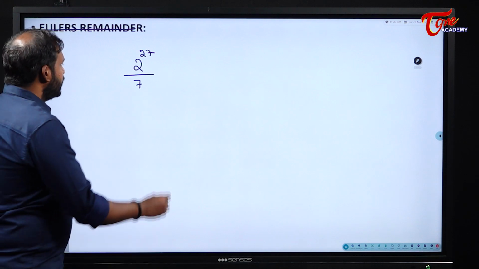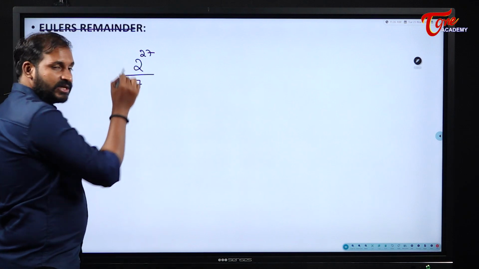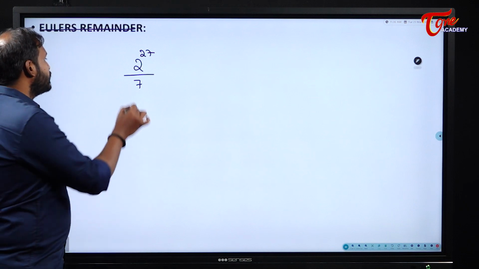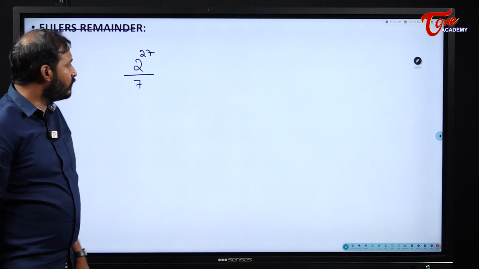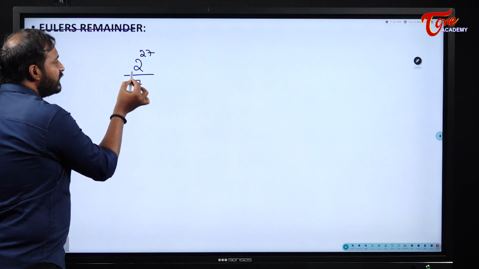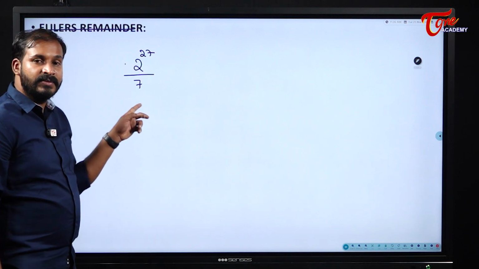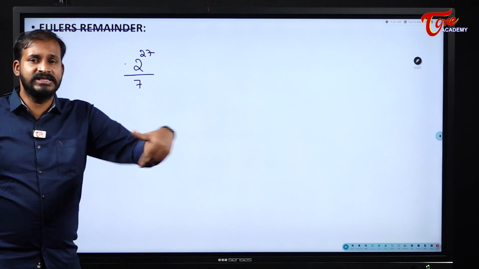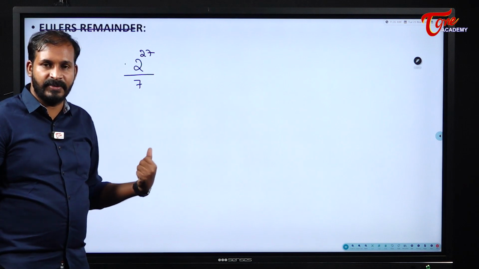But please observe, is there any power of 2 nearer to 7? Yes. What is it? 2 cube is 8. So instead of 2, if I have 8 at the numerator, it will be easy for me. Why? Because the difference between numerator and denominator becomes 1. Then easily you can write the answer, how we have written previously.